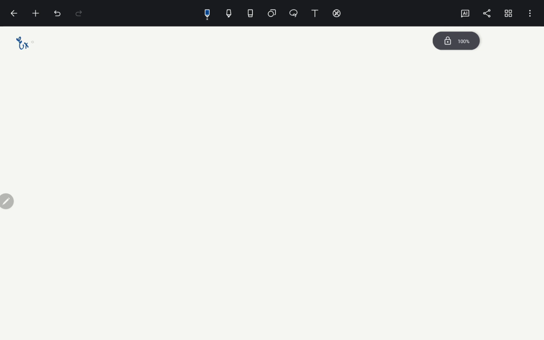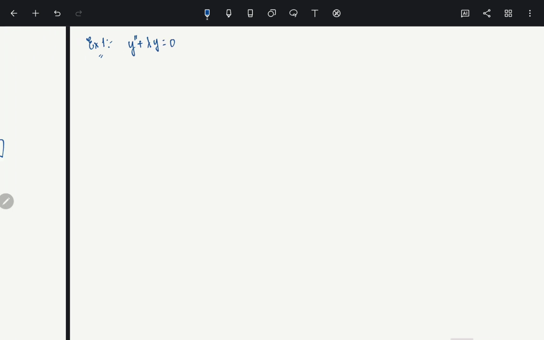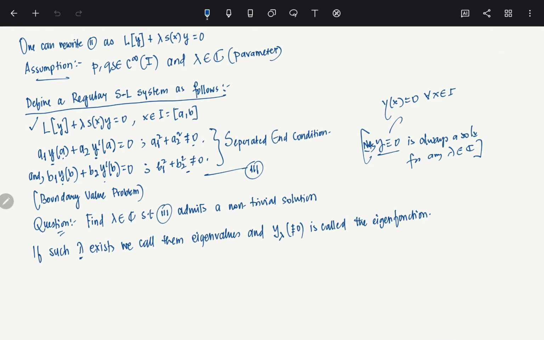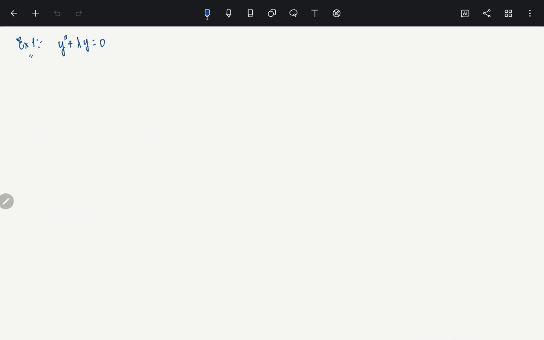So example 1. I think this will be a very crucial example for you to understand what's going on here. So this is the problem we want to talk about: y double prime plus lambda y equals 0. First of all, let's just check if it is in this form or not. See, if you put P, Q and S to be 1, then we are in this form, you see. So you can check P, Q and S is 1.